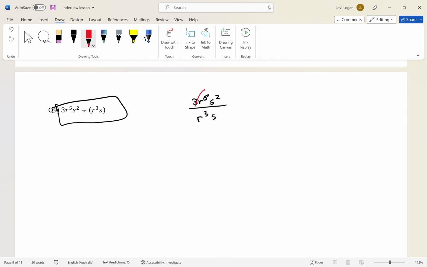We're going to deal with our r's first. That's our second index law. And we're going to do the s's, and that's also our second index law. So this is going to simplify to 3r to the 5 minus 3 multiplied by s squared minus 1. That's going to simplify to 3r squared multiplied by s. And that is the answer to question 9.